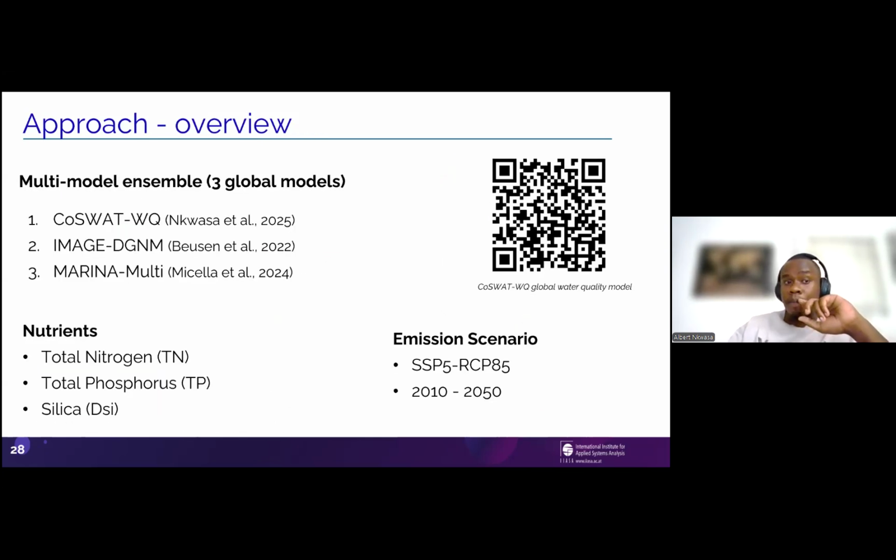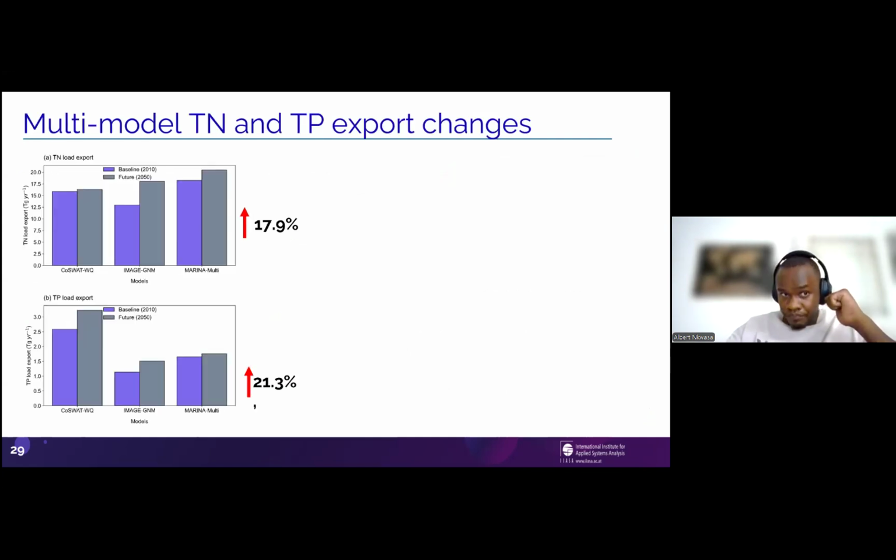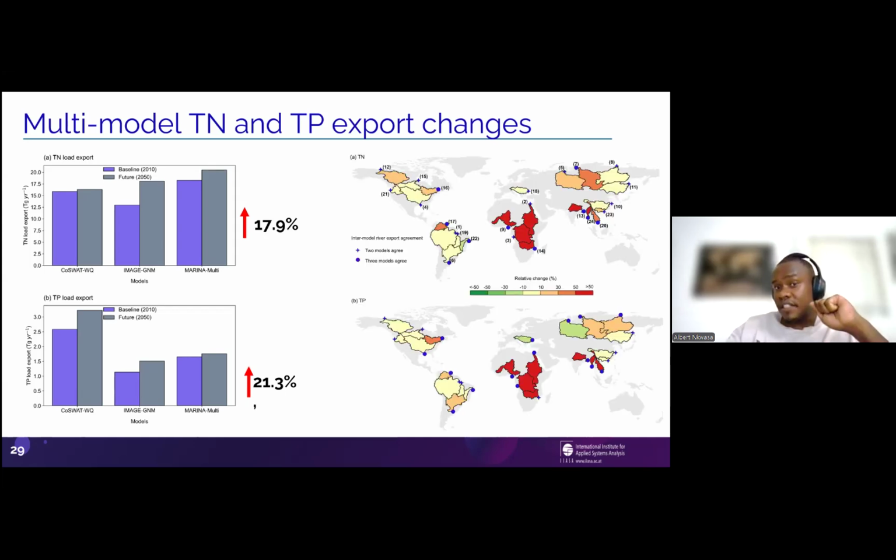Our approach is that we use a multimodel ensemble. We combined our model with two other existing global nutrient models, so we have an ensemble of three models. We look at nitrogen and phosphorus, and we only look at one emission scenario. From our multimodel estimates, we find that nutrient loads are expected to increase by 2050: nitrogen loads by 17.9% and phosphorus loads by 21%. You can see that most of these increases are projected for the African continent and a few basins within Asia.